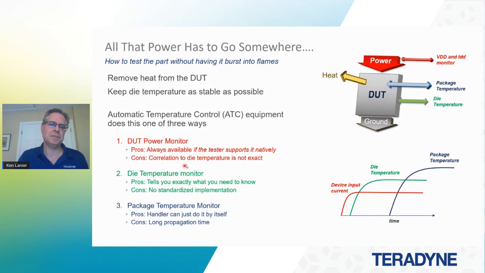We tend to like the DUT power monitor, because our tester happens to support it natively. It's always available. We don't have to worry about the capability of the device, or about specifically which ATC system we're talking to. And as I said, it is a leading indicator. So we tend to have a lot more luck with this DUT power monitor than with the other two. We've done a lot of work on this, and it seems to work pretty well.